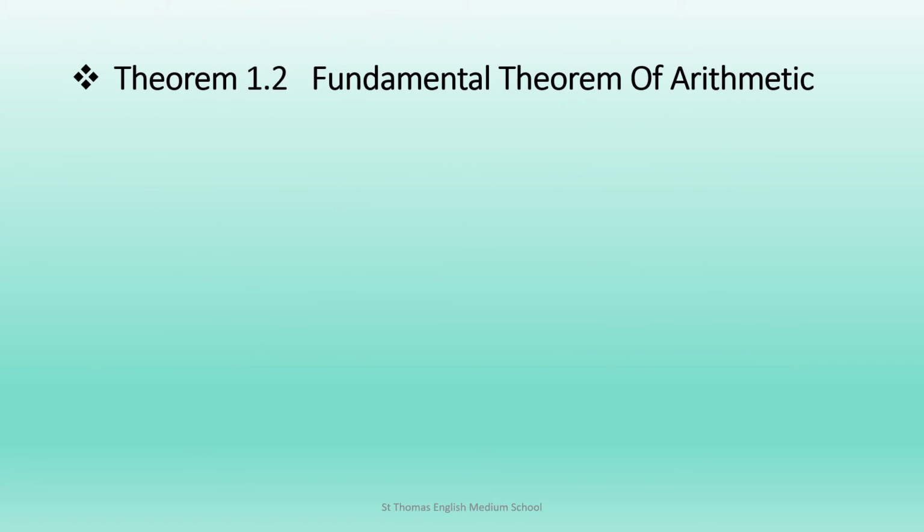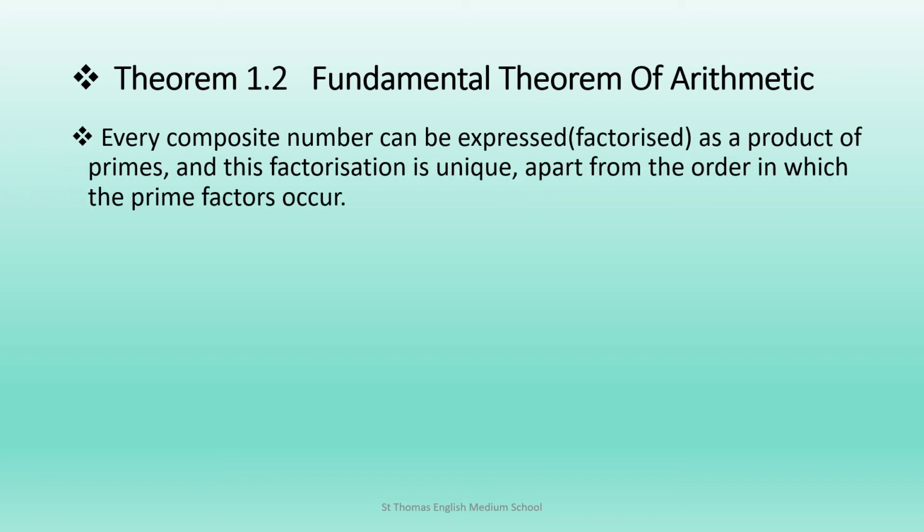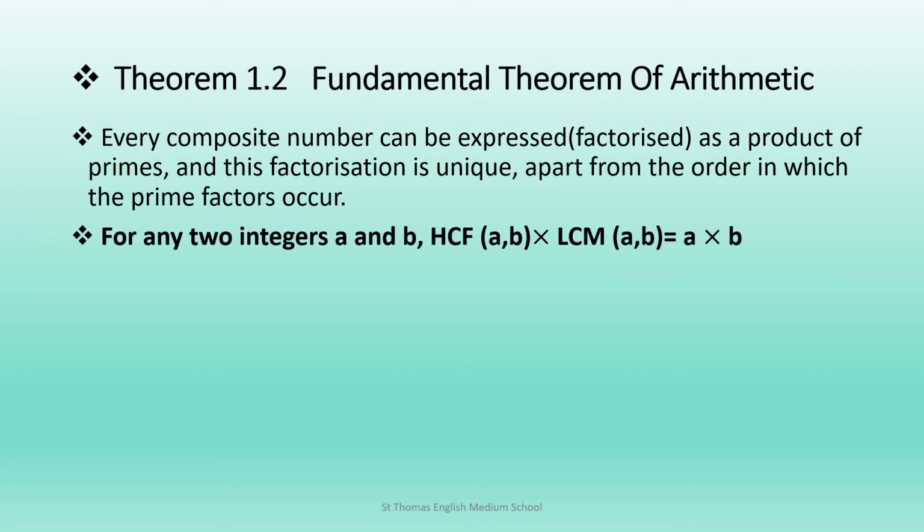Moving to theorem 1.2, that is the fundamental theorem of arithmetic. The theorem states that every composite number can be expressed as a product of primes, and this factorization is unique apart from the order in which the prime factors occur. That means every composite number can be expressed as a product of prime factors. Now, for any two integers a and b, HCF of a and b multiplied by LCM of a and b equals a multiplied by b. That is, if two numbers are given, the product of the numbers equals the HCF of those two numbers multiplied by the LCM of the given two numbers.